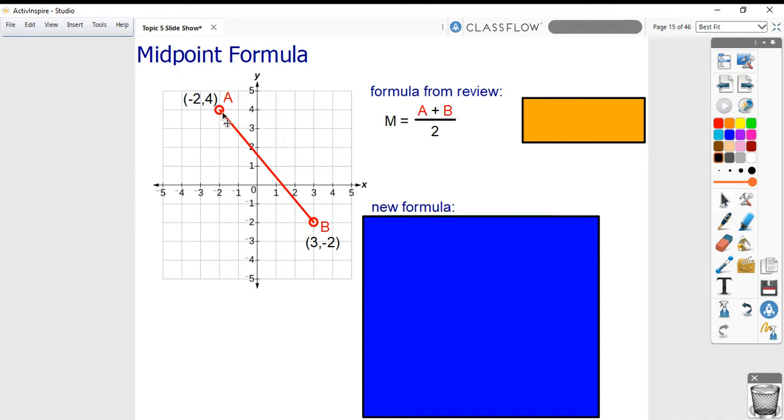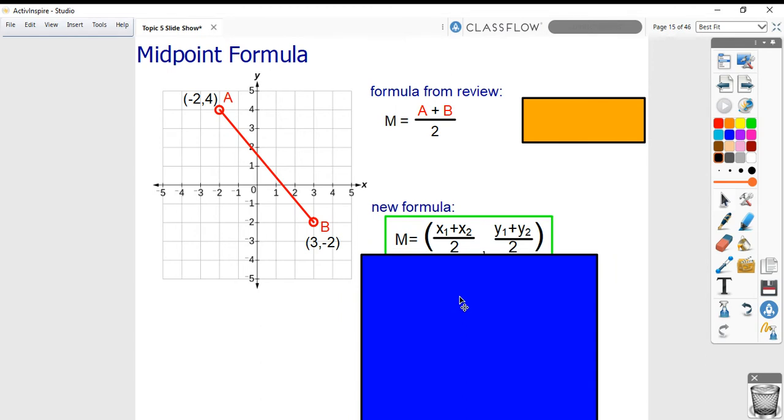Well, what we're going to do to find the midpoint on a diagonal line with an x coordinate and a y coordinate is basically the same thing. The midpoint is going to have an x value and a y value. And what we're going to do is find the average of our 2 x values of the endpoints, and then find the average of the y values of the endpoints. So you add together the x values, divide by 2, add together the y values, divide by 2. Okay, get that formula written down.